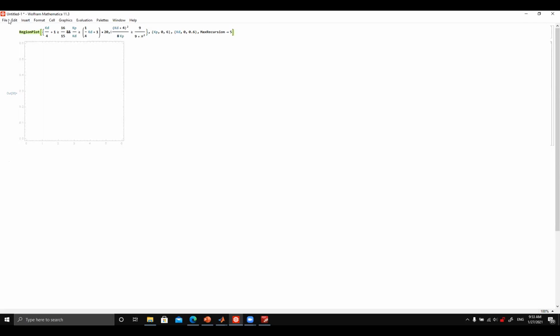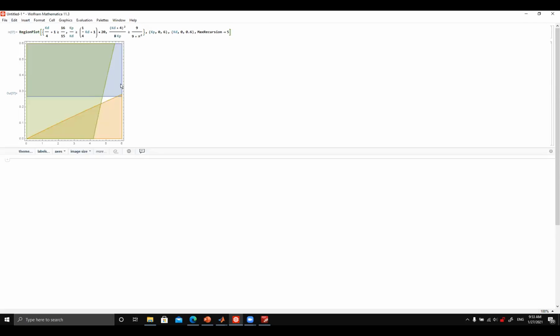So let me show you quickly. You see that the three regions no longer intersect, which means that there's no solution that satisfies all inequalities simultaneously, right?